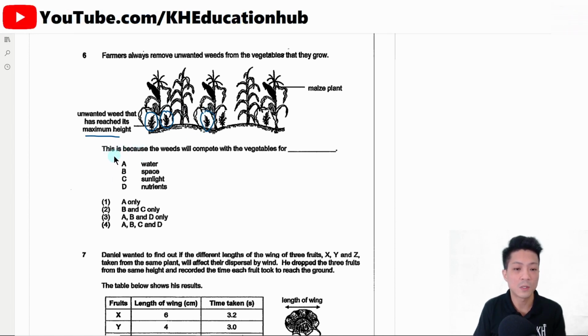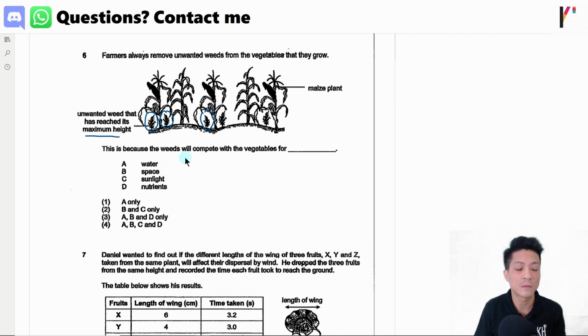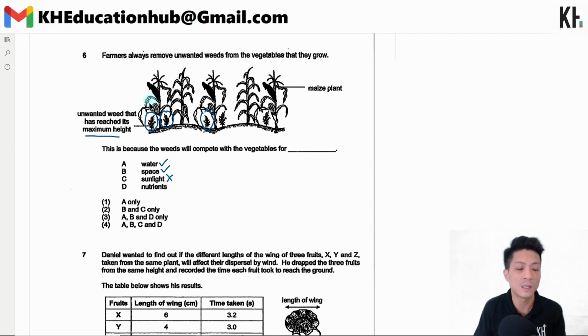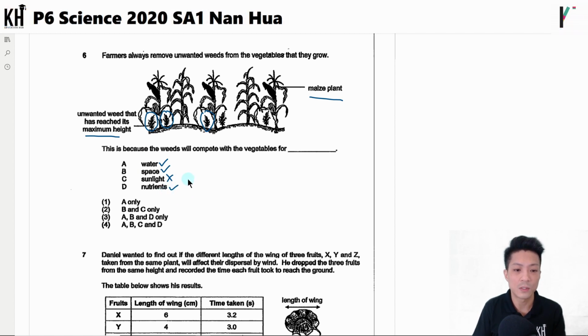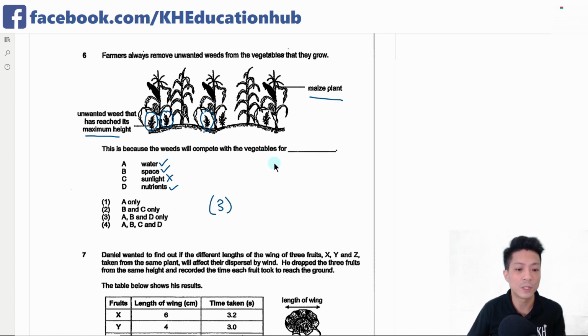The reason why the farmers always remove the unwanted weeds is because the weeds will compete with the vegetables for water, yes. Space, yes. Sunlight, no, because in this case, the weed at its maximum height does not block the maize plant. Nutrients, yes. So the answer should be A, B, and D, number 3. Be careful about C because a lot of students will get tricked and they will choose C.